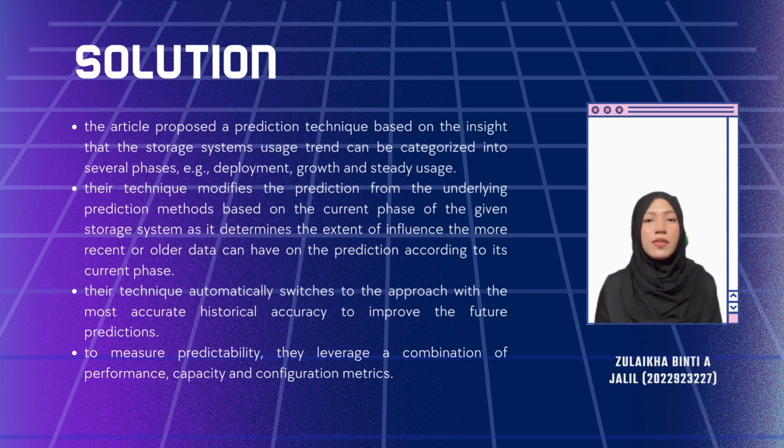For such systems, their technique automatically switches to the approach with the most accurate historical accuracy to improve the future predictions. To measure predictability, they leverage a combination of performance, capacity, and configuration metrics, where multiple metrics are better indicators to triangulate storage systems' unpredictable behavior, like during benchmarking.